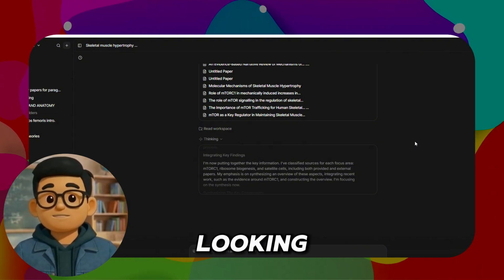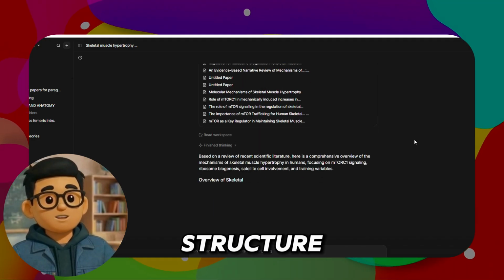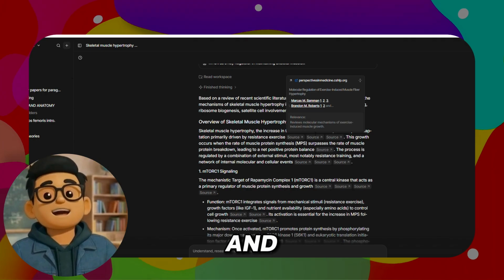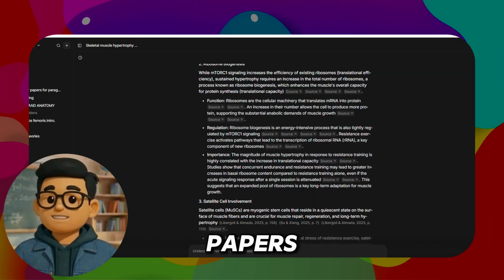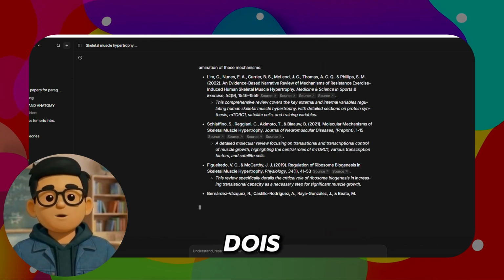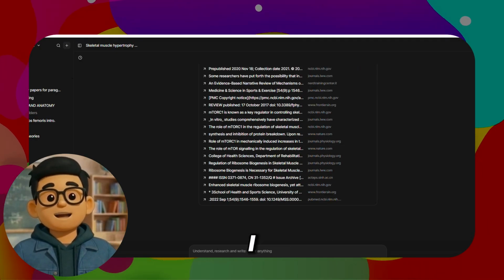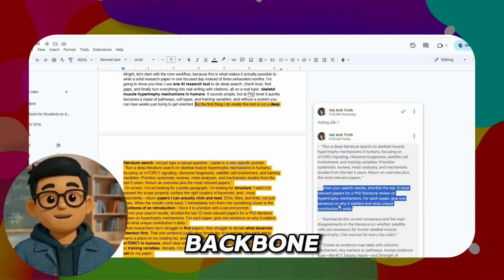On screen, I'm not looking for a pretty paragraph. I'm looking for structure. I want it to expand the scope properly, surface the right clusters of keywords, and, most importantly, return papers I can actually click and read. DOIs, titles, and links, not just vibes. When the results come back, I immediately turn them into something closer to the backbone of an introduction.